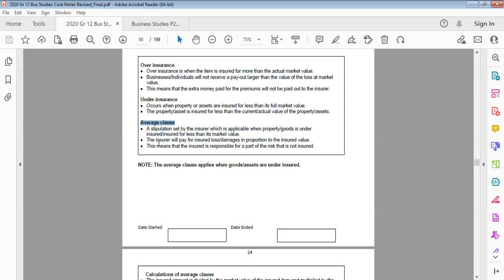Okay. Bear in mind, there are also things like utmost good faith, security, all those things that you need to uphold in the principles of an insurance contract, basically. We're going to go through it just now, but just bear in mind, the average clause stipulates how much the insured will be paid out by the insurer.